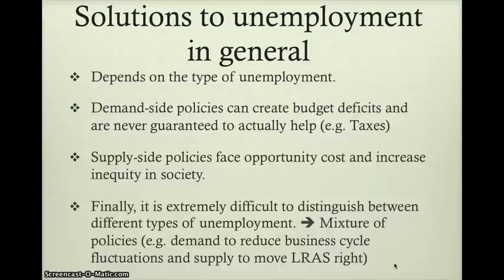So usually what governments will do is to use a mixture of policies. For example, they will use some aggregate demand policies, for example, reducing the interest rate, to reduce these business cycle fluctuations, for example, a recession in the economy. And then use supply-side policies to keep moving the long-run aggregate supply to the right and increasing the occupational mobility of the labor force.